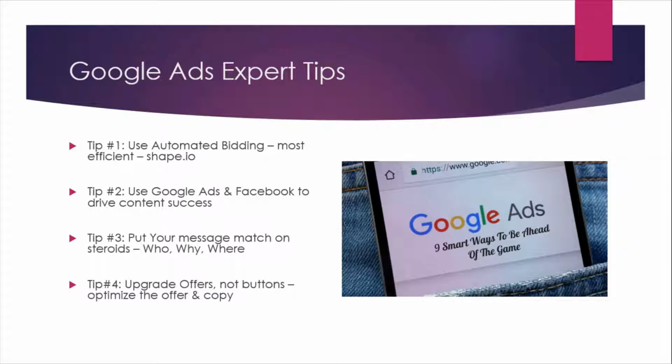Now, along those same lines in tip 4 here, you want to upgrade your offers and not your buttons. So what some people will do is they'll spend a lot of time trying to figure out whether they should have a green button or a blue button, and whether it should say click, whether it should say download this, or click here, or sign up, or whatever it is. But you really want to look at the consumer offer that you have, because this is why people take action.